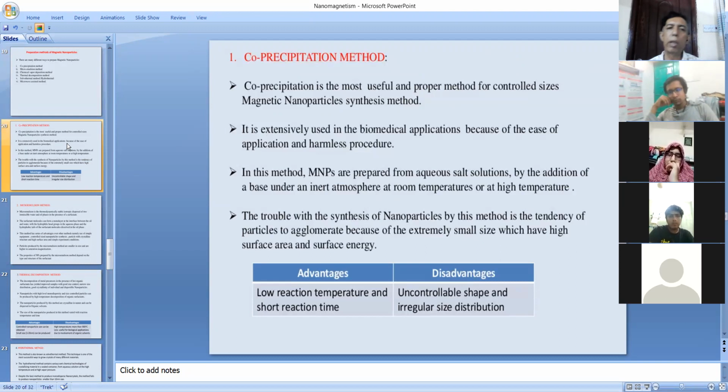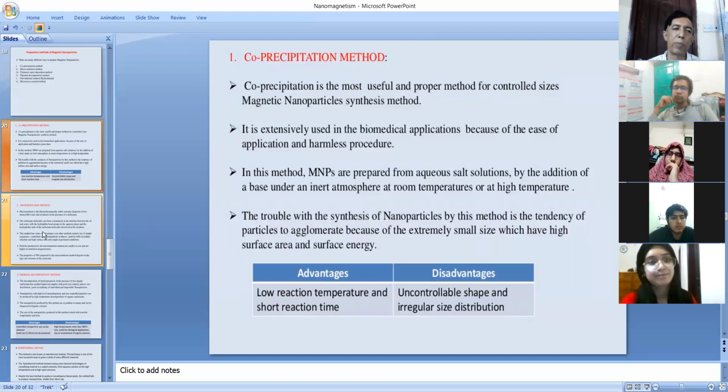So this is the co-precipitation method. It has some advantages and disadvantages. It has a low reaction temperature, but it has a disadvantage that its shape is uncontrollable and irregular size distribution. There is nothing to be explained here. If you read this, you can find everything is okay.